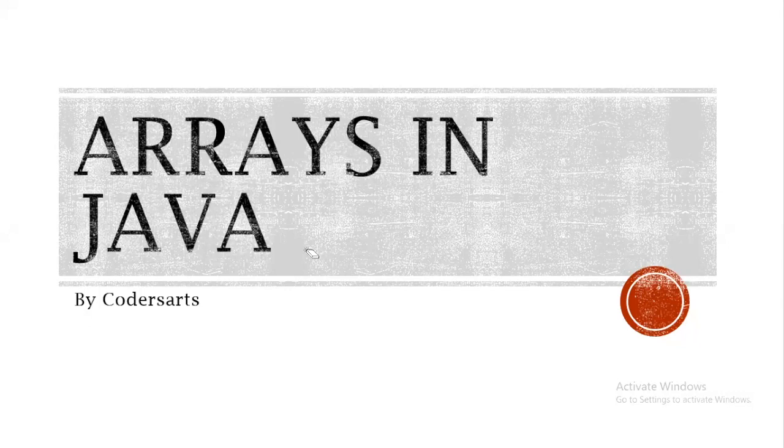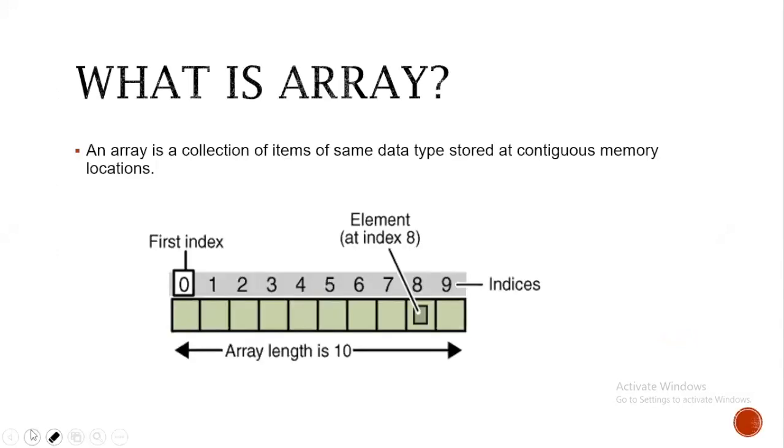In this video, we'll be learning about arrays in Java. So let's begin. We'll begin with the question, what is an array? An array is a collection of items of the same data type stored at contiguous memory allocation. We can understand this by the picture here, which is a sample representation of what an array is.